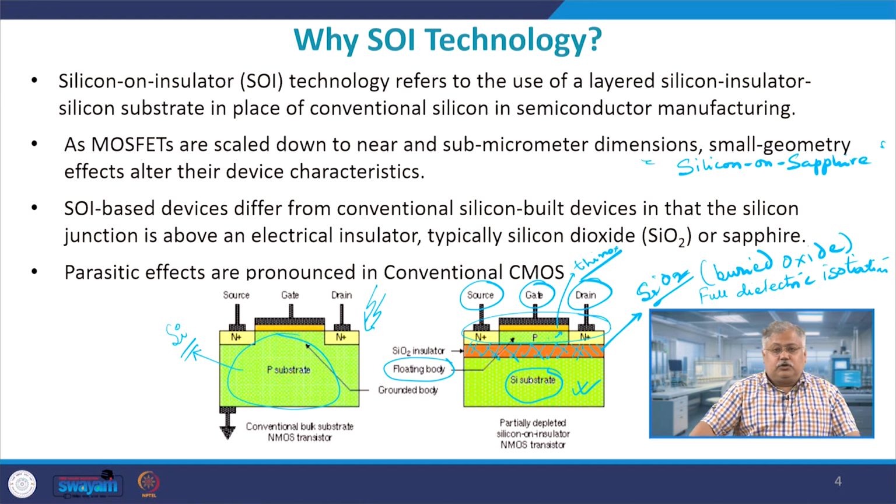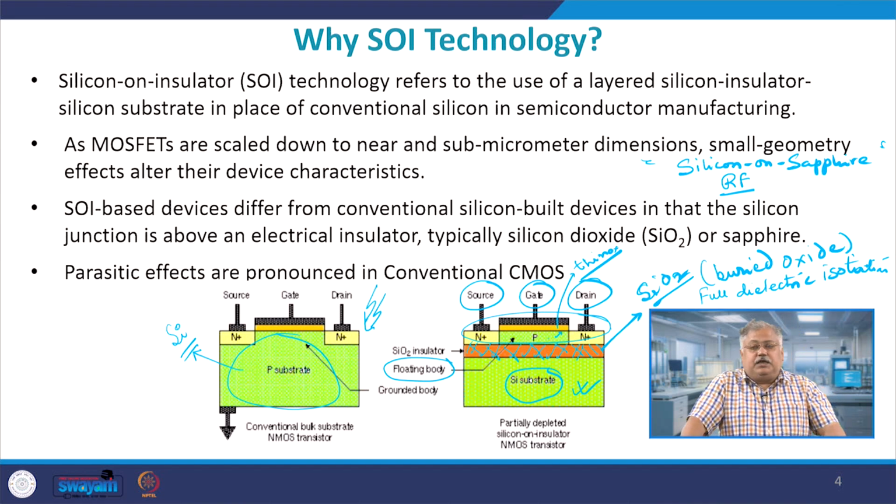Silicon on sapphire can also be used, and that is generally used for high frequency RF applications. SOI is also used in places where you require a good amount of radiation hardening, which means those devices which can sustain a large amount of nuclear radiation or electromagnetic radiation, to be more precise, we prefer to use SOI technology.